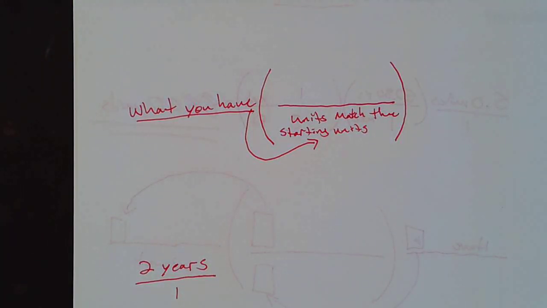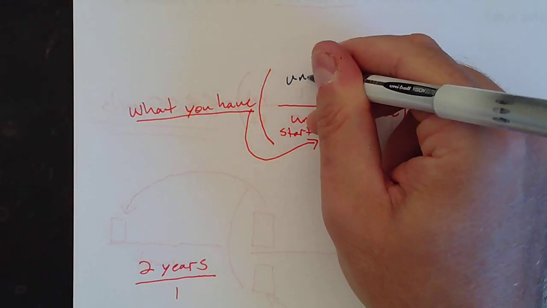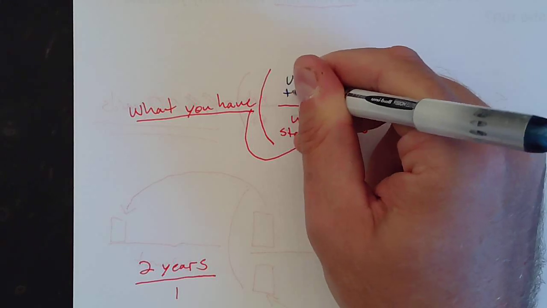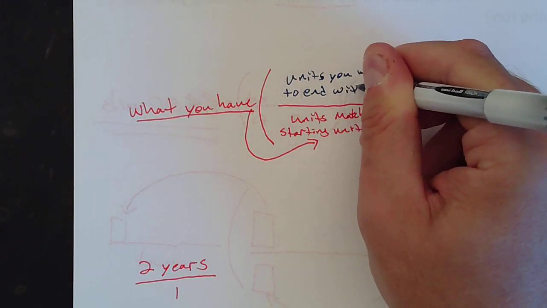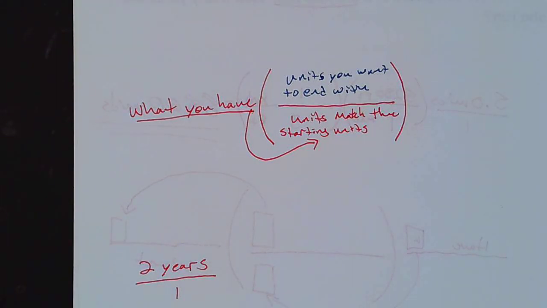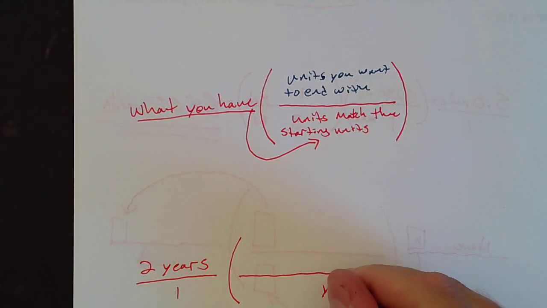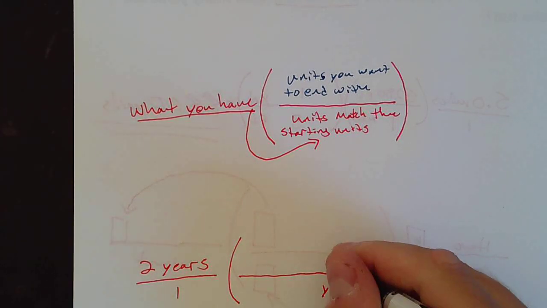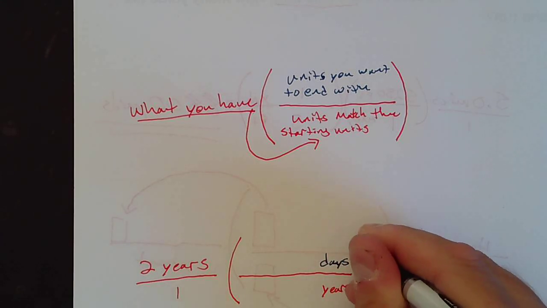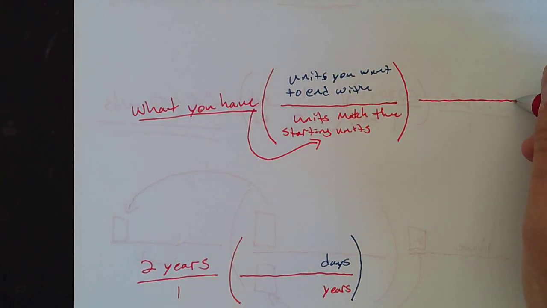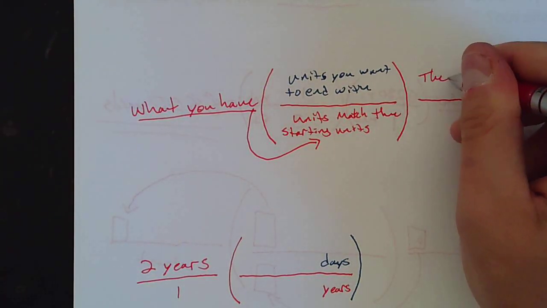Okay. And then on the top, this is where you put the units you want to end with, right? So down here in our example, on the bottom, the units that have to match is our years. And the new units on the top, the units that I want, are days. And on the other side, what I'm going to get is the measurement I want, right? The converted measurement.